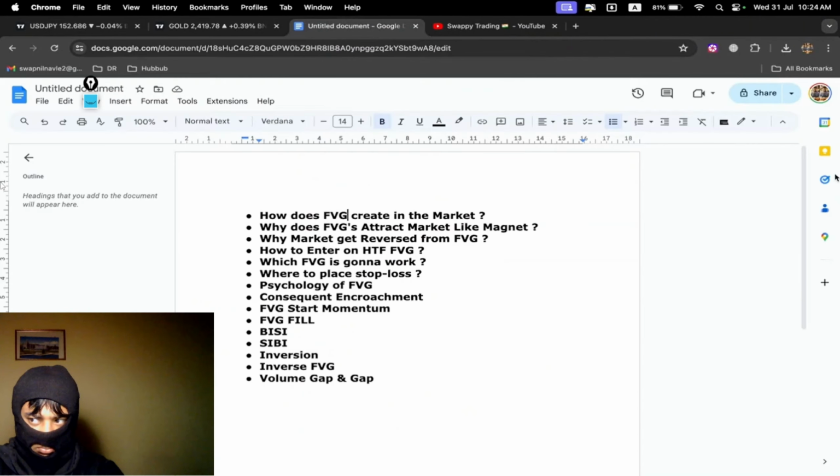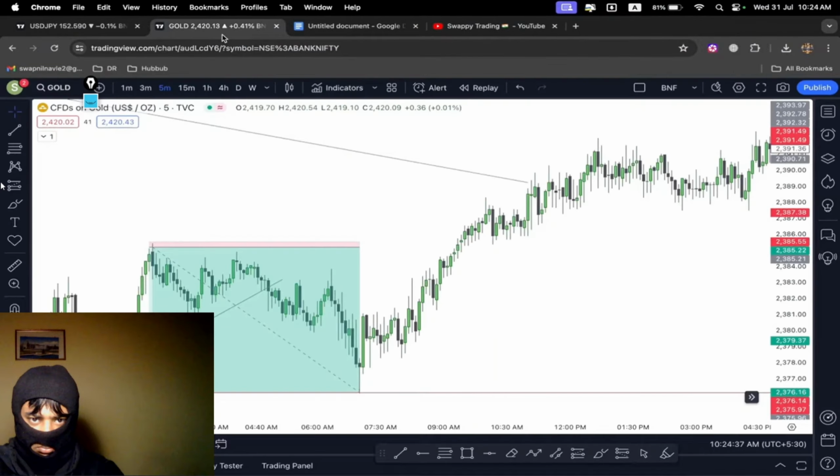Now we'll understand what an inversion is. It's the inverse of the fair value gap, okay? After that, I'll explain where to enter, how to trade on higher time frames, and how to trade the FVG. But first, understand the basics because they're important. Until you understand them, nothing will be of any use, okay? So, let's understand what an inversion is.